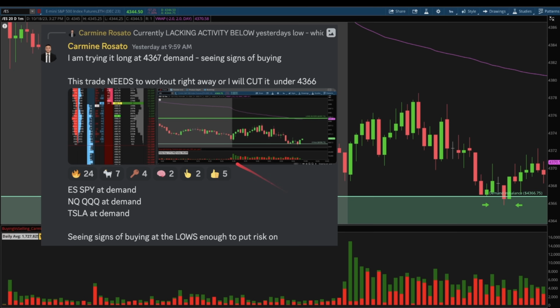With this information alone, I put in the Discord that I am trying it long at 4367 demand. I am seeing signs of buying. I will cut it under the low of day at 4366. The S&P 500 was at demand. The NASDAQ was at demand. And we also had an equity such as Tesla also at demand, where I saw enough signs with multiple pieces of confirmation to put risk on.